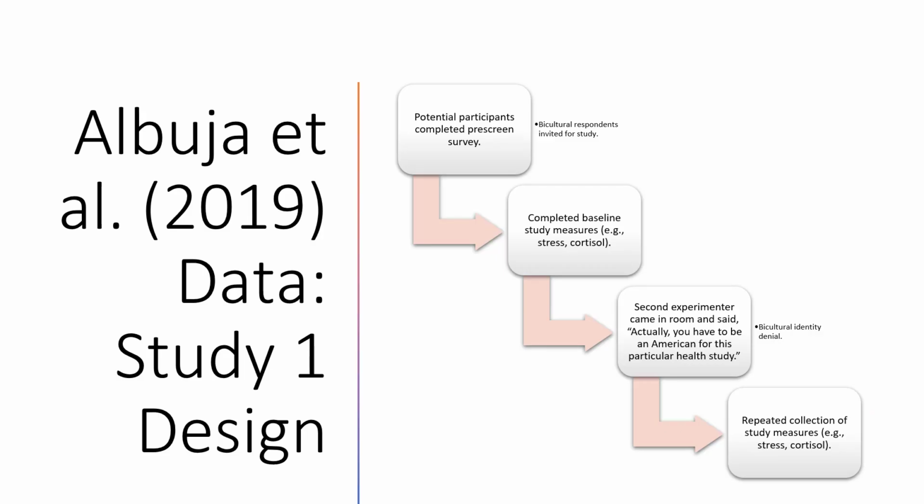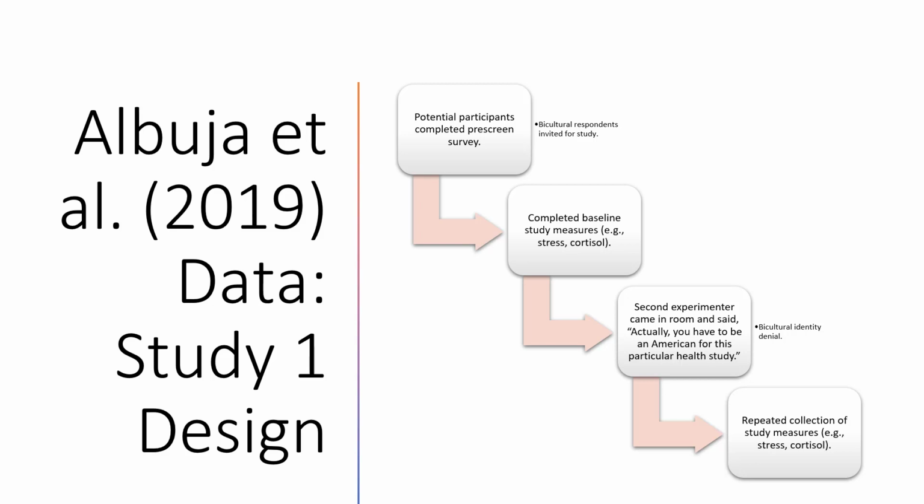The researchers for this study used an experimental research design. We will only be looking at one condition in order to conduct a paired samples t-test for this example. For this study, potential participants first completed a pre-screen survey. People who identified as bicultural respondents were invited for the study. When students came in for the study, they completed baseline study measures, including stress, cortisol levels, and more.